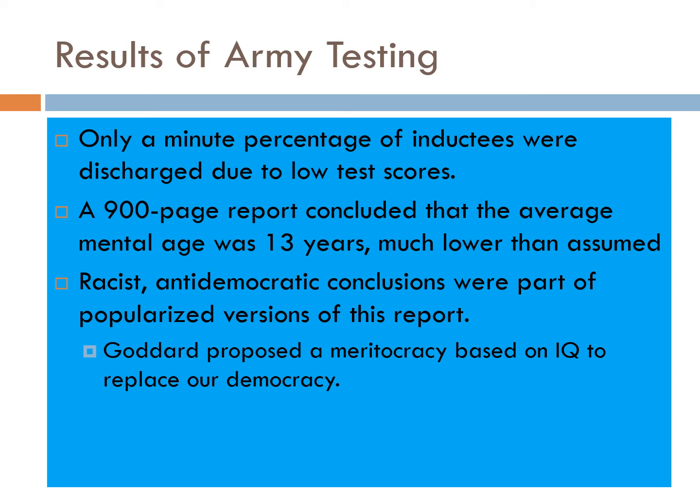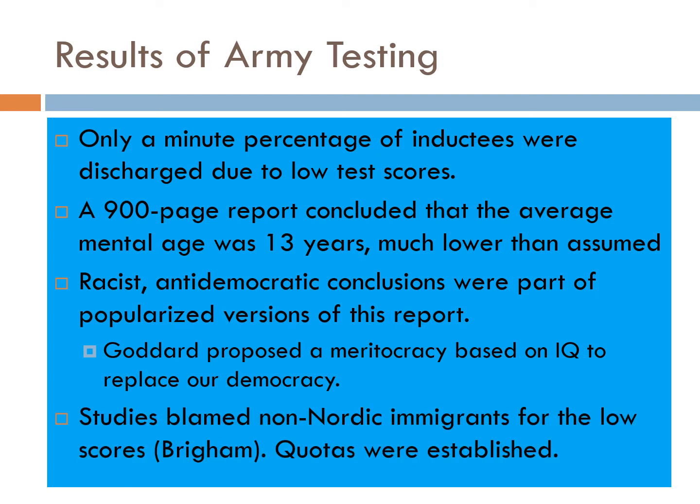Goddard went so far as to propose that a meritocracy based on IQ should be used to replace our own American democracy. And a researcher named Brigham went so far as to blame the non-Nordic immigrants for the low IQ scores. That study was later used by Congress, along with H.H. Goddard's work, as scientific justification for establishing quotas for immigration.